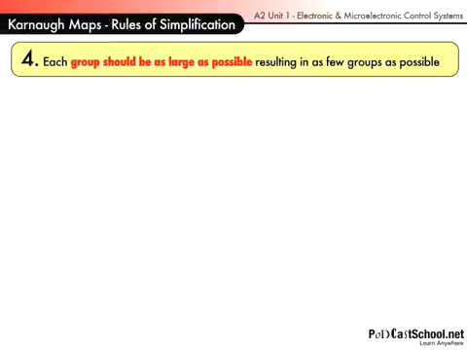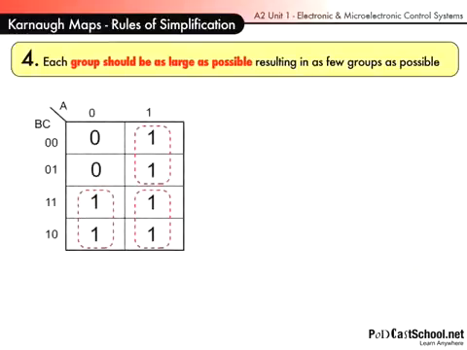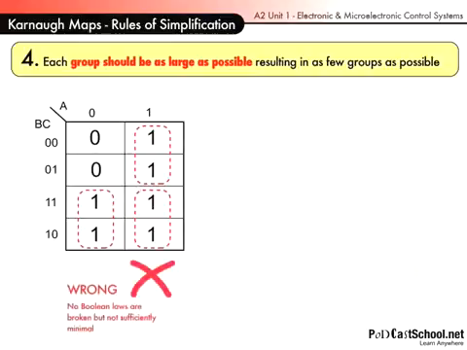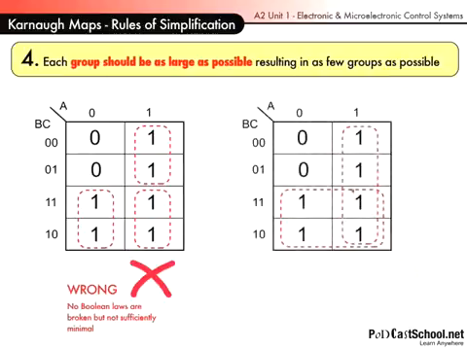Okay. Rule number 4 is each group should be as large as possible, resulting in as few groups as possible. Now this is actually not wrong, but it's definitely not minimal. The way that should be grouped is like this, where you group your big 4 at the bottom and then another 4 at the side. Now, if you spent some time and wrote out the Boolean expression for this one, you would see that it's much more complicated than what this one would be.